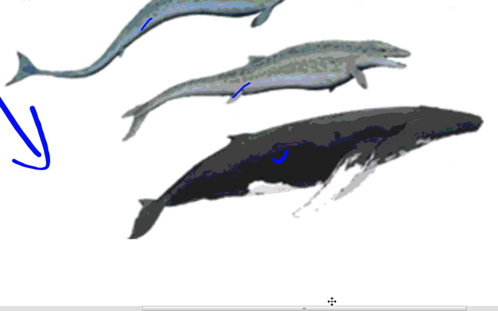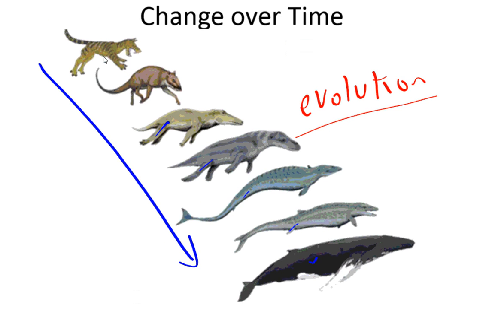It wasn't that the whale decided it didn't need them anymore, but the whales without hind legs tended to survive more than the whales with hind legs, and so the whales without hind legs are the ones that we see today. That is evolution in a nutshell. We'll have an entire unit over that later this year.